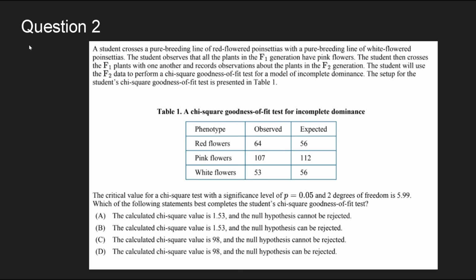Now, let's move on to question 2. Please read this on your own, look at the information provided in the graph, and then come back when you have an answer in mind.